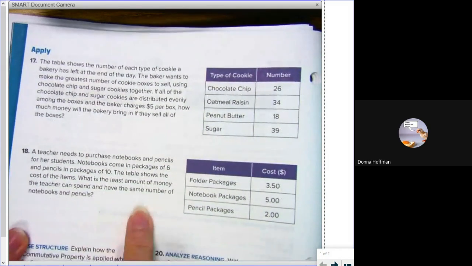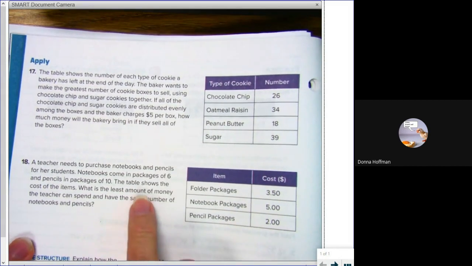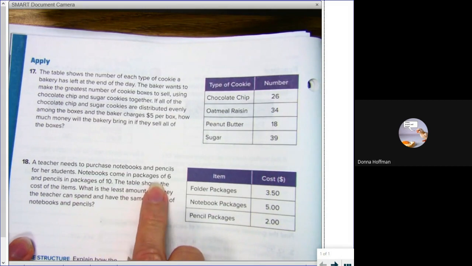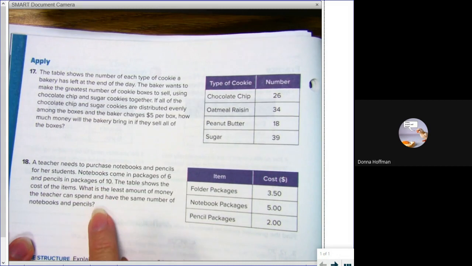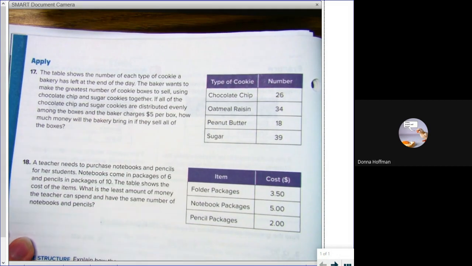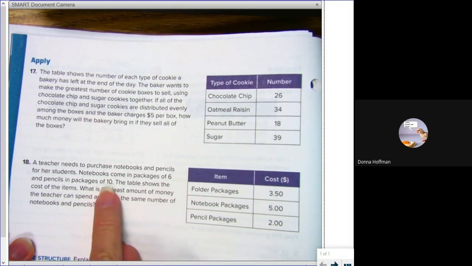It is the same exact thing for the notebooks, except you're looking for an event, right? The notebooks come in packages of 6 and the pencils come in packages of 10. And the question wants to know, the teacher wants to have exactly the same amount of pencils as notebooks. So when something like that is asked of you, you have to skip count by 6, skip count by 10 until you get to the least common multiple.